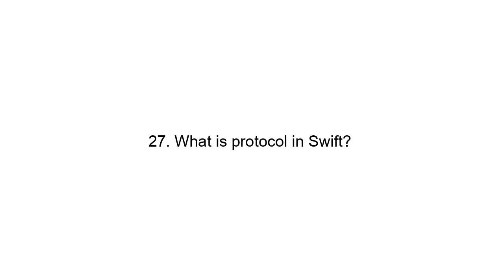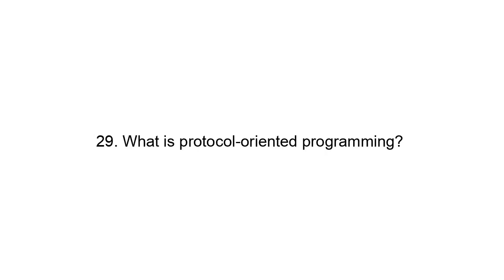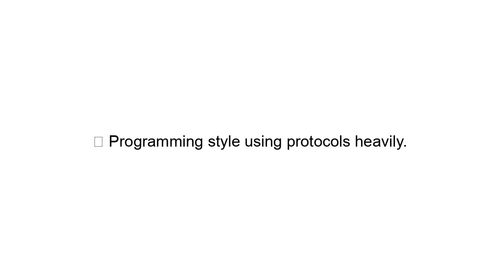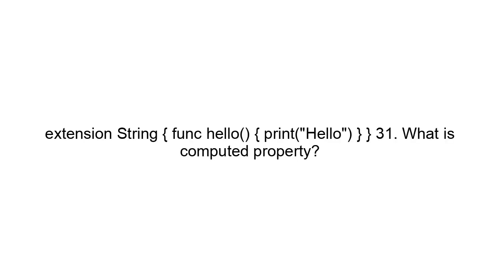27. What is protocol in Swift? Blueprint of methods and properties. Example: protocol Vehicle { func drive() }. 28. Why are protocols important? Loose coupling, flexibility, reusable code. 29. What is protocol-oriented programming? Programming style using protocols heavily. 30. What is extension in Swift? Adds functionality to existing types. Example: extension String { func hello() { print("hello") } }.